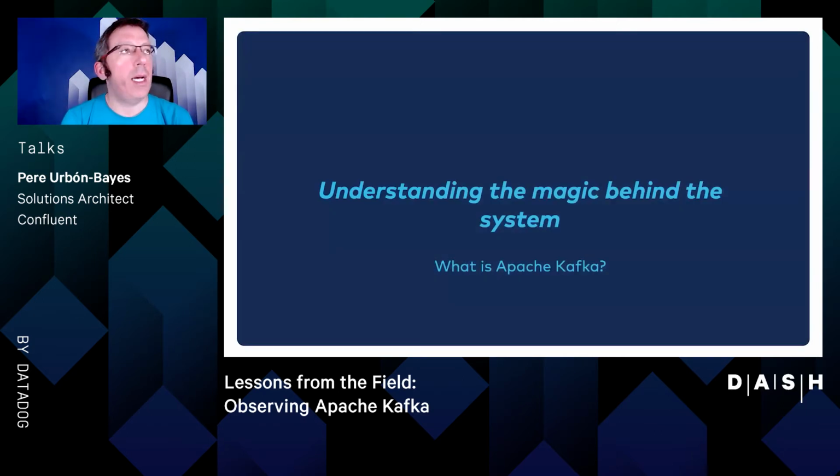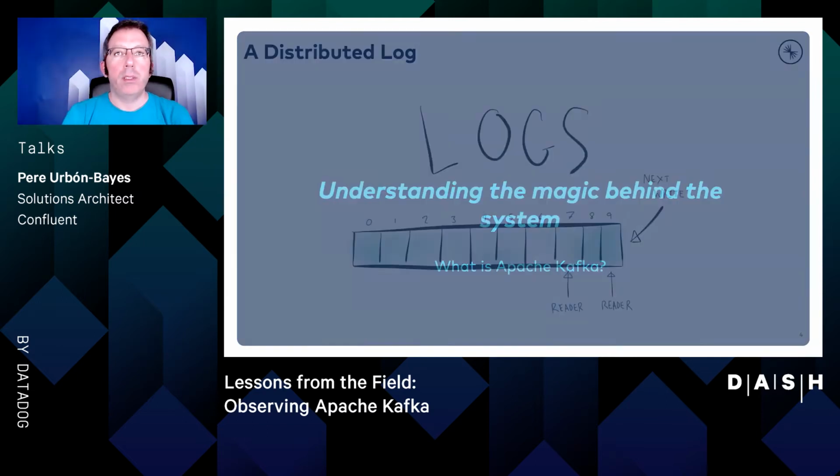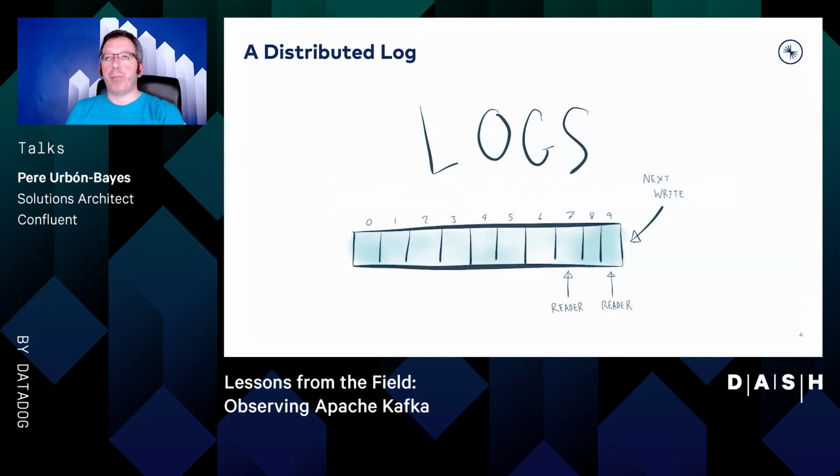So the first thing, understanding the magic behind the system. What is really Apache Kafka? Apache Kafka is a distributed log where you write things at the end and can read things from many places. And this property gives us a very good characteristic for the system, and it's scalability. Because we can have many readers consuming data from different stages of the log, and the performance is always good at writing because you write at the end of this log.